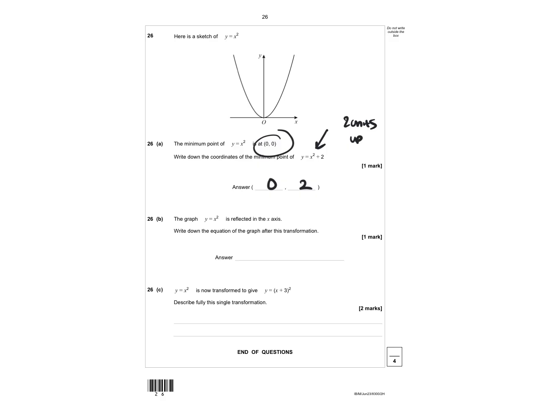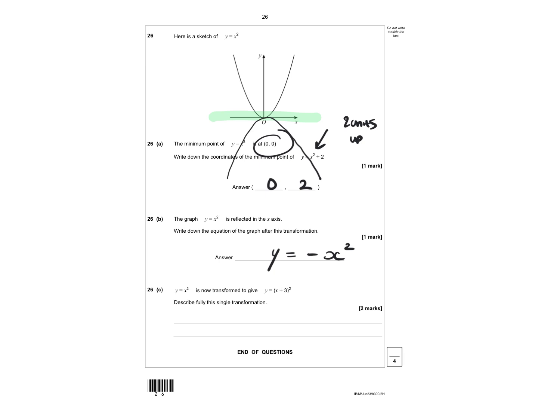The graph y equals x squared is reflected in the x-axis. So if that's the x-axis, then there's the reflection. It's going to look like that. So the new equation is y equals negative x squared.